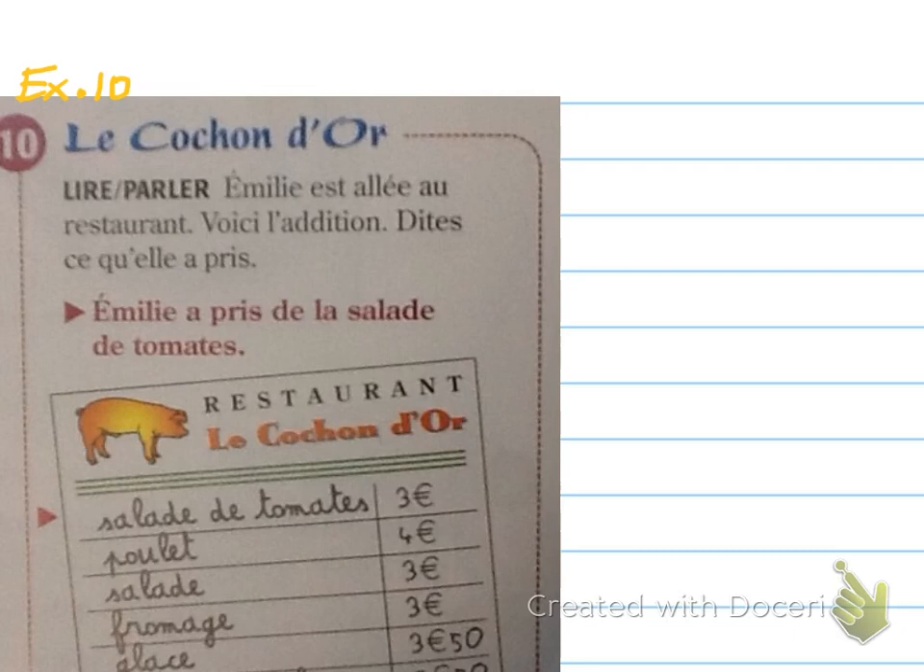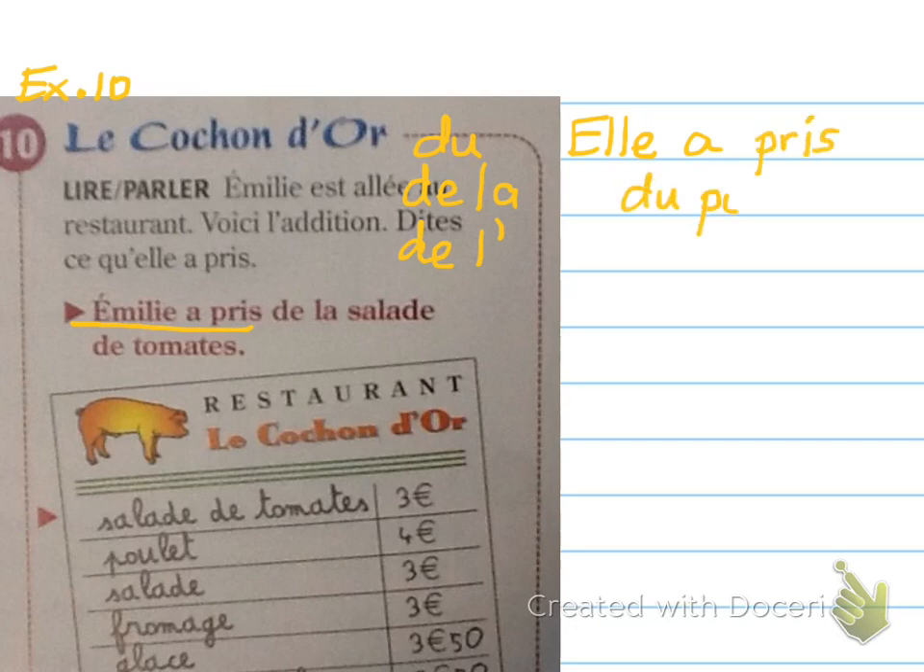And exercice 10, we also did this one out loud. Remember that Émile a pris stays the same every time, and you're still using those partitive articles. Again, if you don't want to write her name, you can just write elle. So, Elle a pris du poulet. Right? There are 5 items on the check, so you're going to write out 5 sentences here.